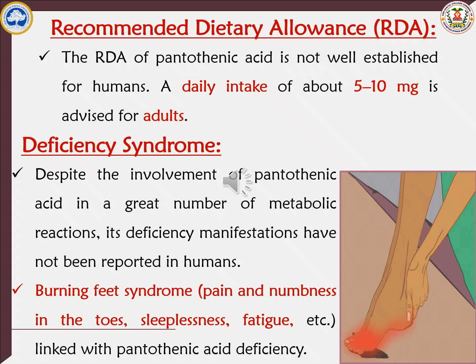So far we have seen pantothenic acid and its structure, source, active form, biochemical function, recommended dietary allowance, and deficiency syndrome, which includes burning feet syndrome. So, next we'll see the other vitamin, that is biotin.